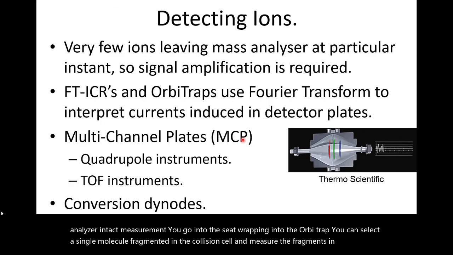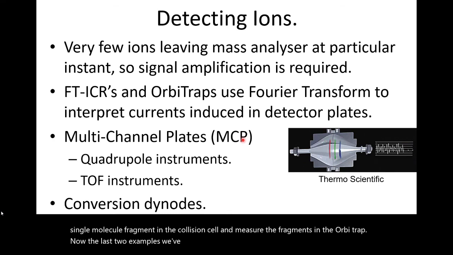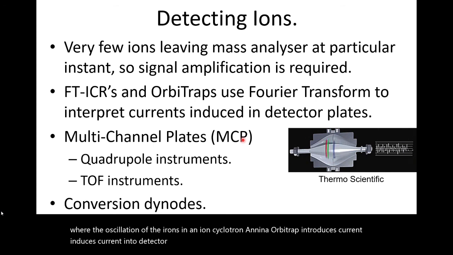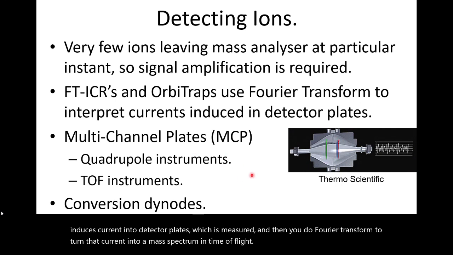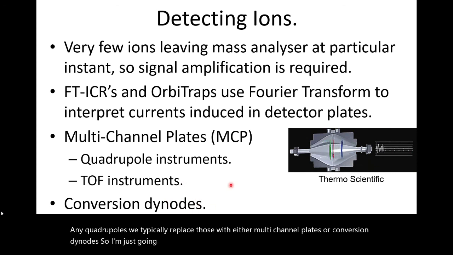Now, in the last two examples we've shown, the signal for detection is done by the analyzer itself, where the oscillation of the ions in an ion cyclotron and in an Orbitrap induces current into detector plates, which is measured, and then you do a Fourier transform to turn that current into a mass spectrum. In time of flight and in quadrupoles, we typically replace those with either multi-channel plates or conversion diodes. So I'm just going to talk about those briefly at the end of the lecture here.